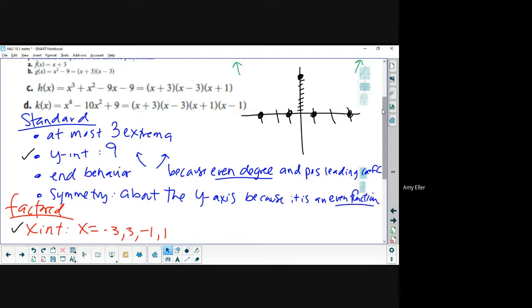As I connect these, I want to make it symmetrical. So I'm going to need to come down and go through this first point, back up to this point. As soon as I hit the y-axis, I need to make it symmetrical, make it look exactly the same. If yours came down farther, then this one needs to come down farther.